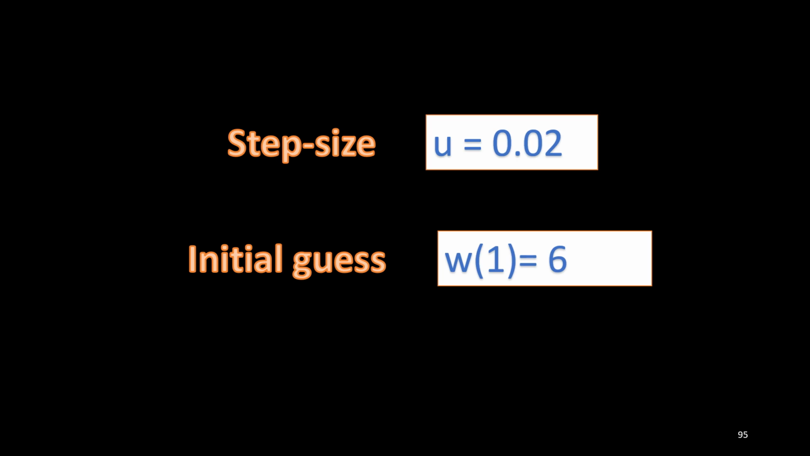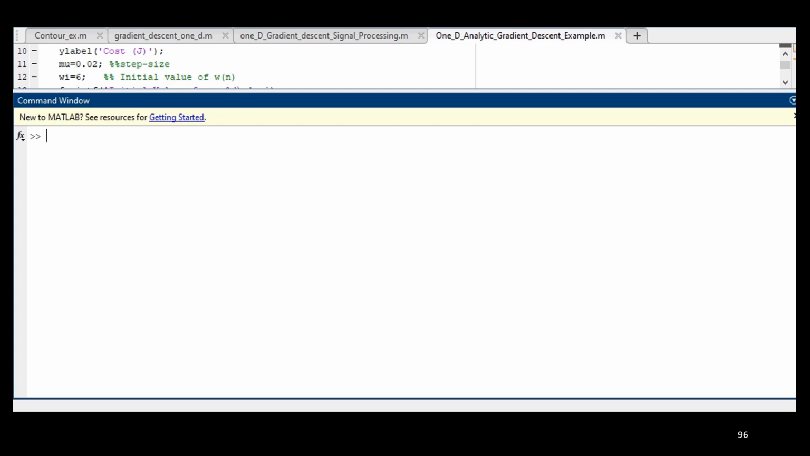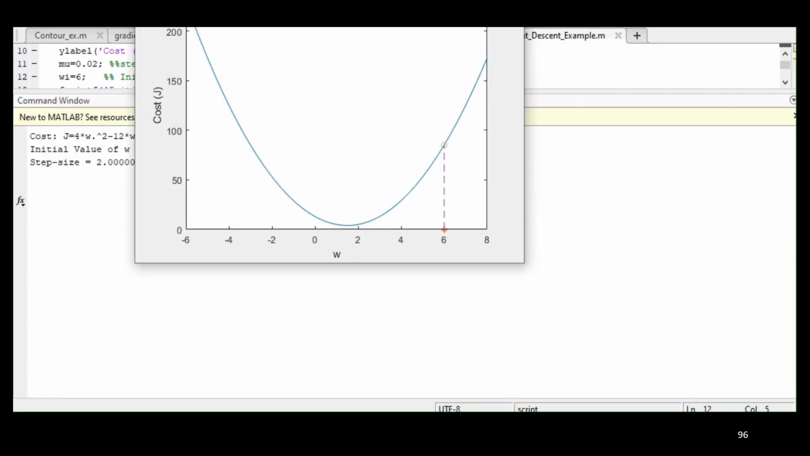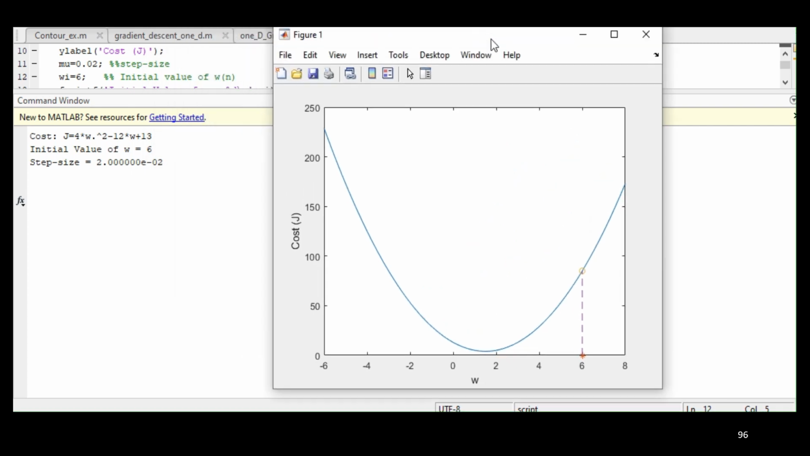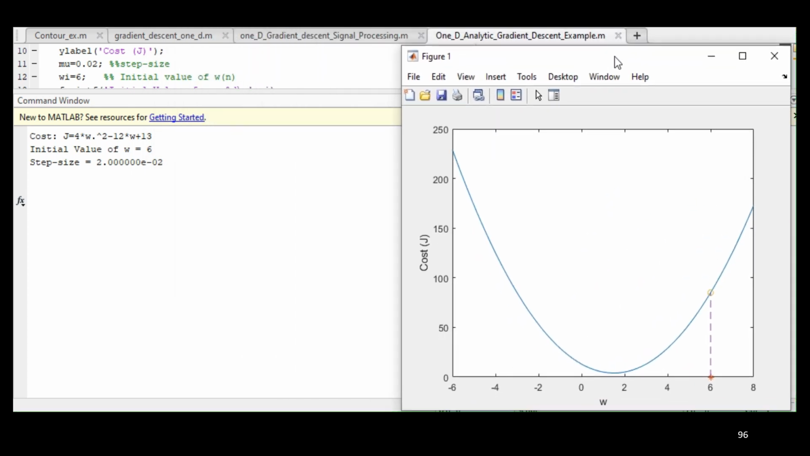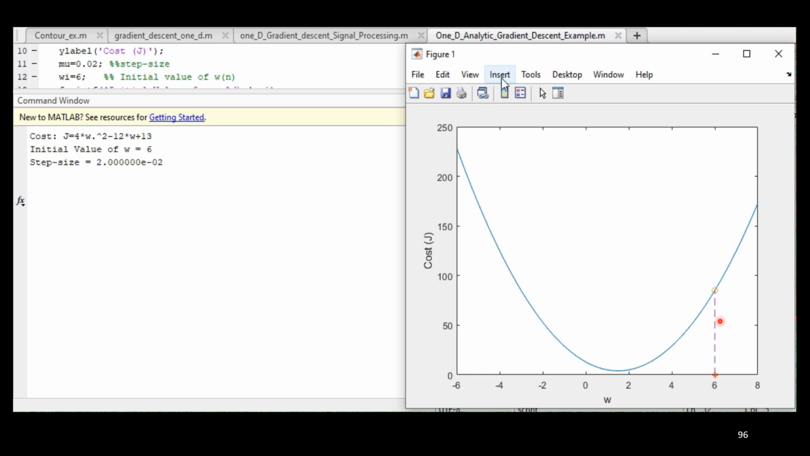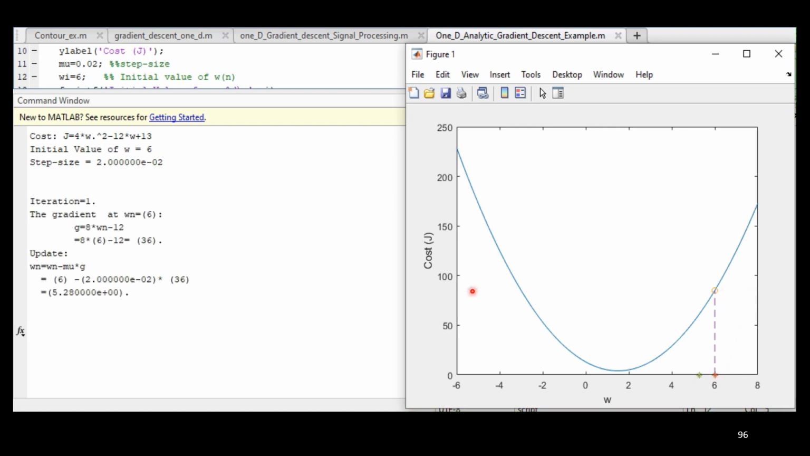Suppose the initial value is on the positive side, W1 is 6, then also you will find very similar behavior, but the only thing is that it will start from the right side. Okay, you see, that is our initial case. It is at 6. So this is the cost, and the cost value is again positive, this much. And then you can take the gradient here. Gradient value is 36.